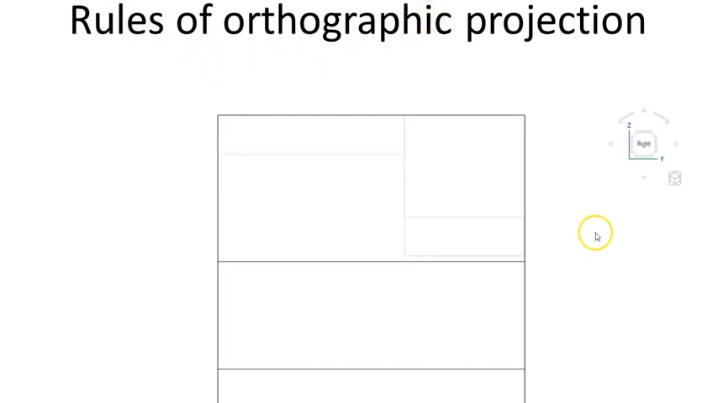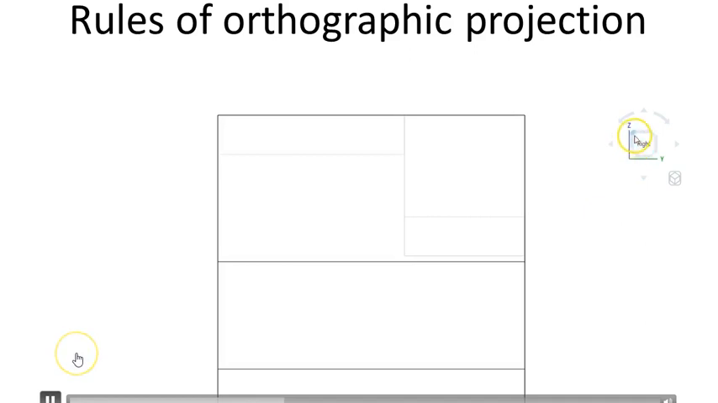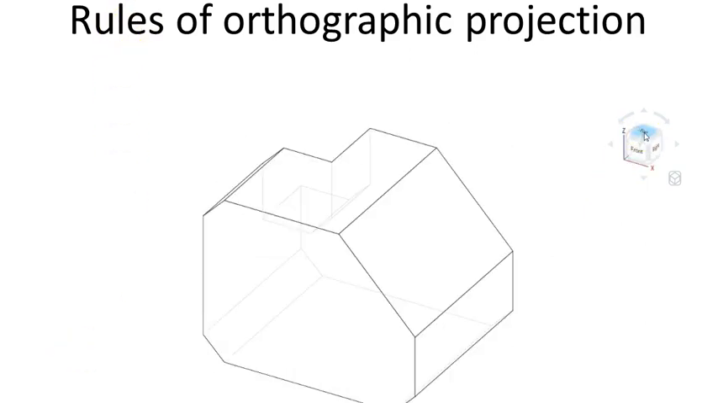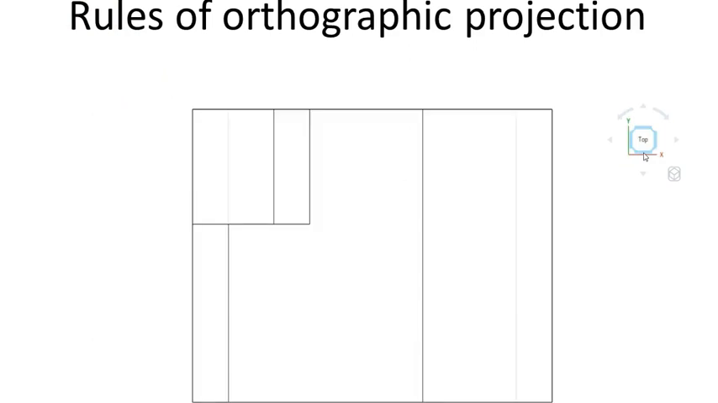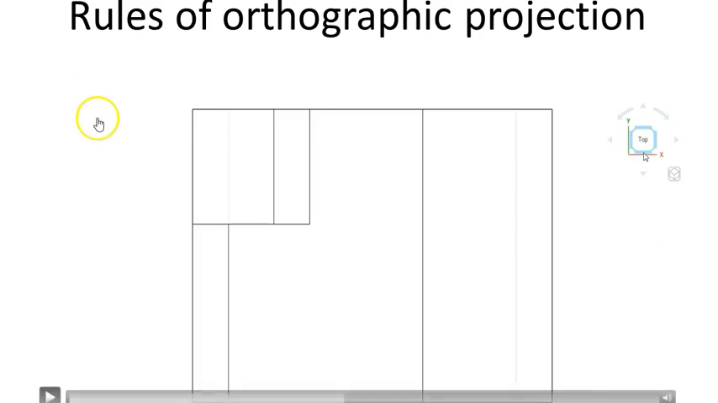Rule number 3. Edges parallel to a plane will be seen in true length when projected on that plane, and edges inclined to a plane will be seen shorter when projected onto that plane. And these edges are called foreshortened. Later on we will see that even faces or the whole object could be foreshortened based on which direction we are looking at it.